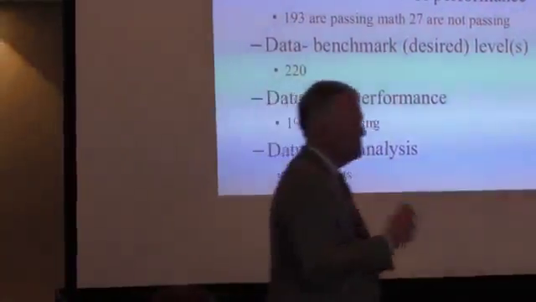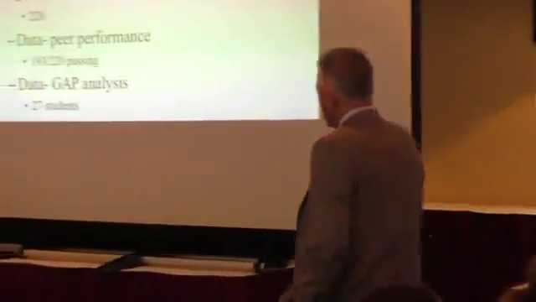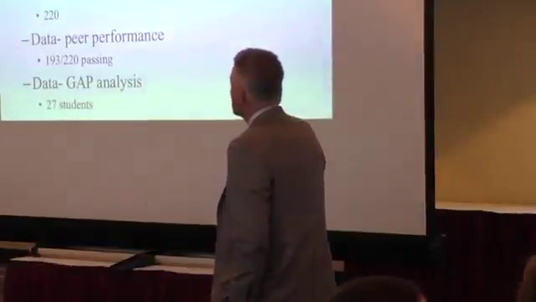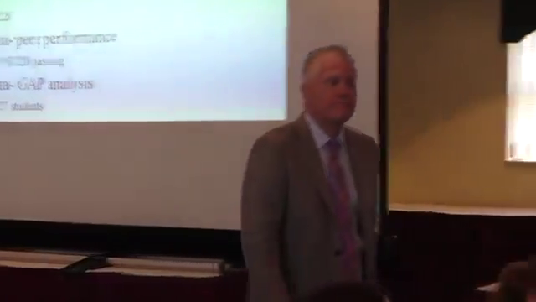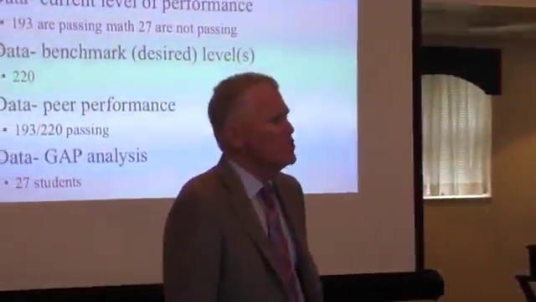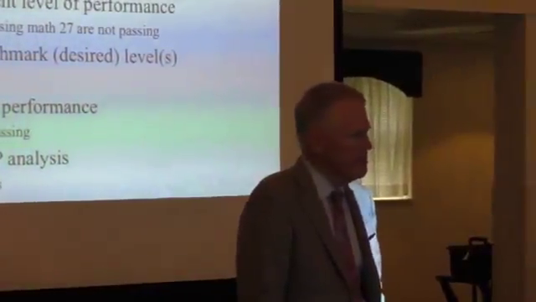So here's an example. We want kids, all kids, to pass math in the 9th grade. Currently, 193 are passing and 27 are not passing. We want 220 to pass. The peer performance is pretty good. Are we going to do any major alteration to our math instruction in 9th grade when we have 193 of 220 kids succeeding? No. So we've got to figure out why these 27 kids aren't like the other 193. That's the task.